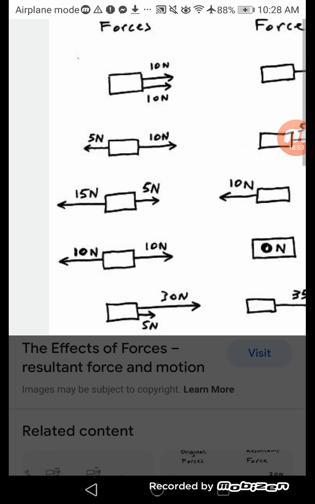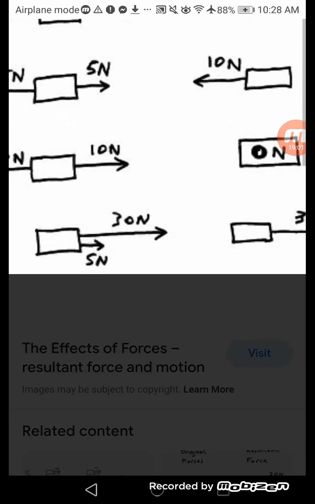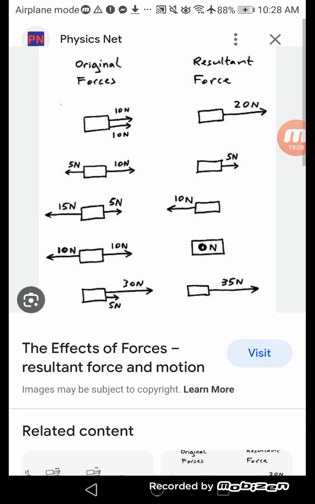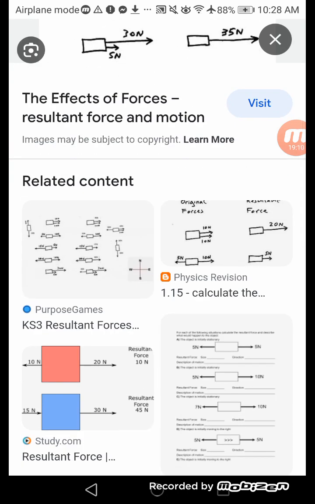Okay, means backward. And what about this? Your force is also 10 Newton and the wind force is also 10 Newton. You will not move anywhere, you will stand in one place, that is 0 Newton. And this one, 30 plus 5 is 35 Newton. So these are the forces.